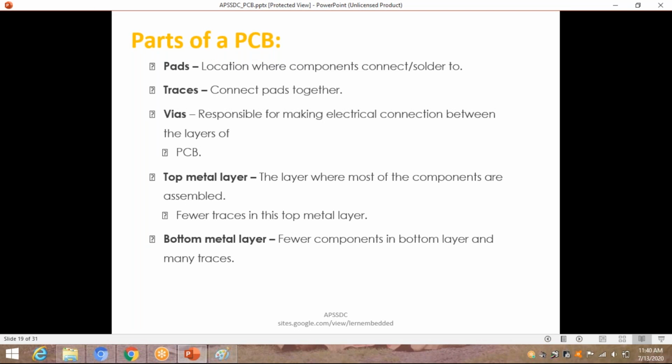These are the parts of PCBs. We have already discussed them. Now clearly observe each and every point. Pads: the location where components are soldered, or where the component terminals are soldered, is the area known as pads. Is it clear, guys? The next one is traces or tracks. Tracks and traces are the same.